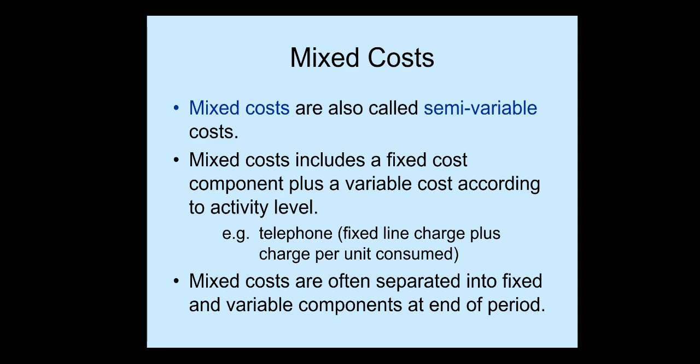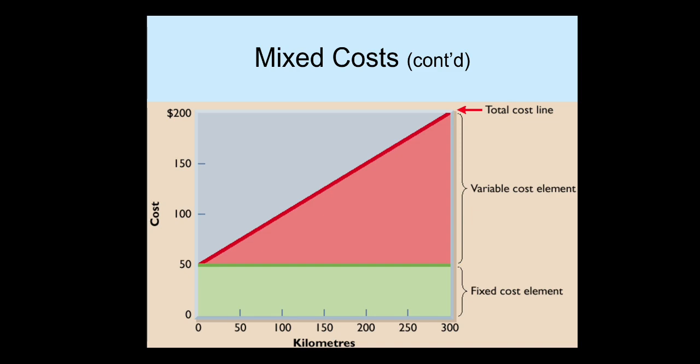Mixed costs are often separated into fixed and variable components at the end of the period. So at the end of the accounting period, if you have to calculate total cost, for this mixed cost you have to show the variable component and fixed component separately. Okay, if you plot a graph for mixed cost, then you will get a graph like the one that you can see in this slide.